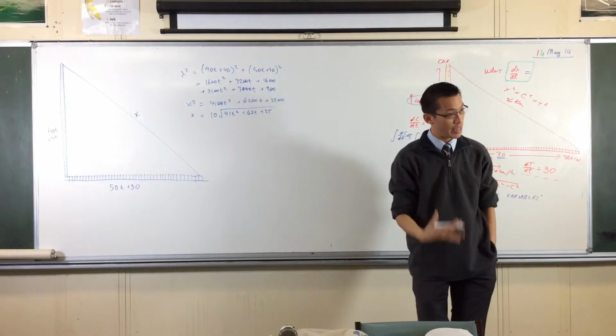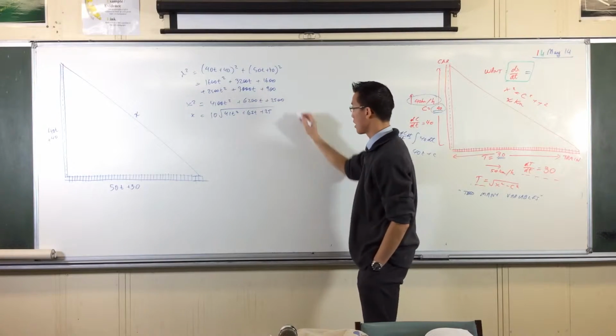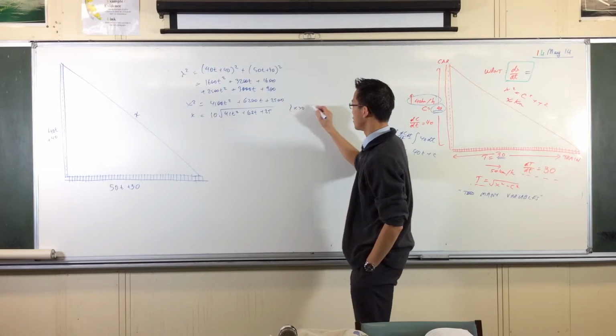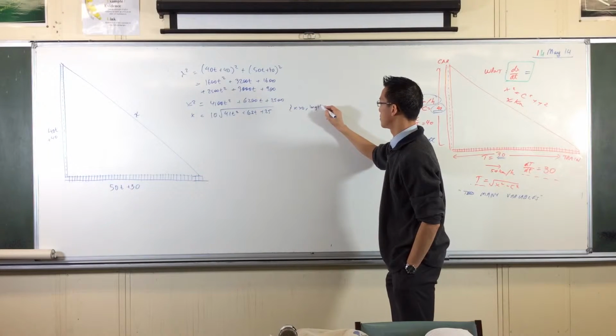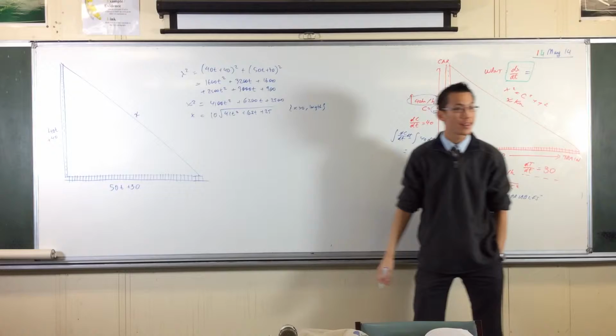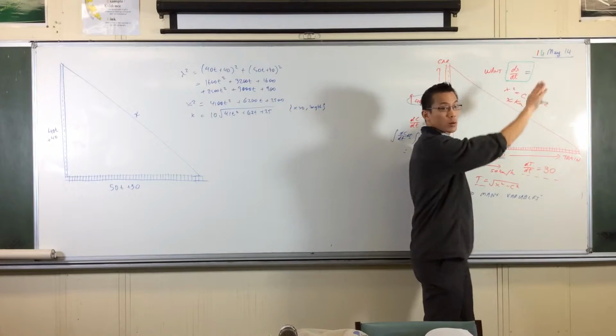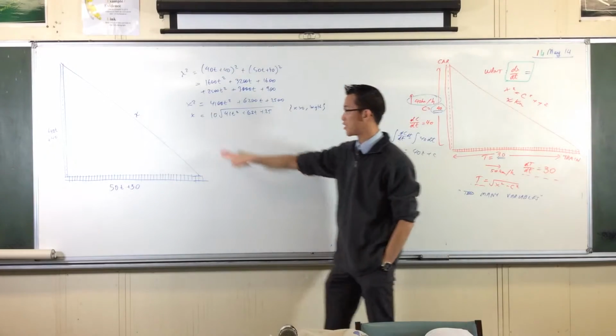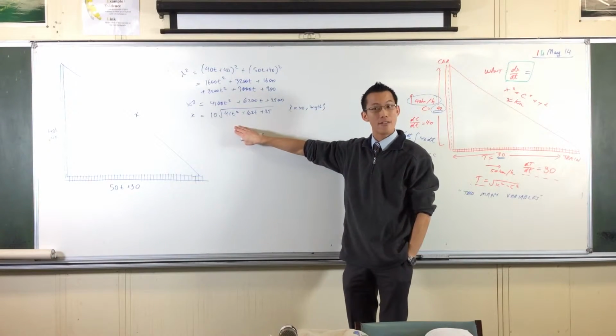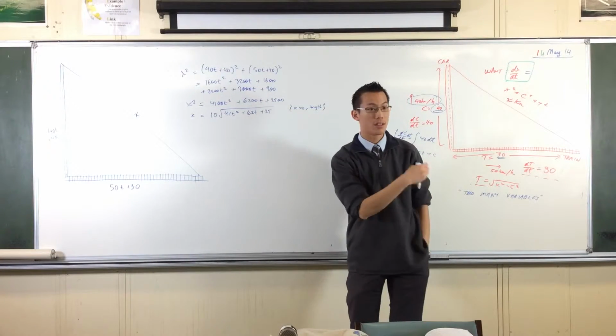Of course, since I've only taken the positive value, I ought to explain why. I can say x is greater than 0, it's a length. Now at this point, I don't need to fuss around with any chain rule, which is what I was looking for before, because I have just x in terms of t. I already have x as a function of time, so I can just differentiate.